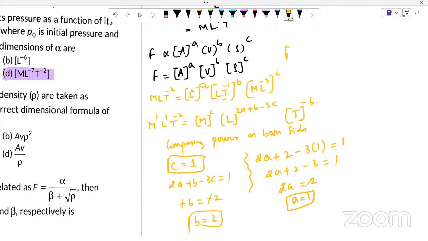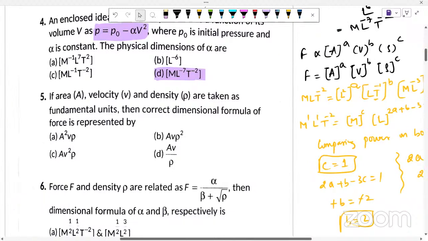That means force is equal to A power 1, that is nothing but A. V to the power of B is V square. And this one is density, so this value will be equal to A V square into rho to the power of 1. So what is the best option I am seeing right now? The third option.